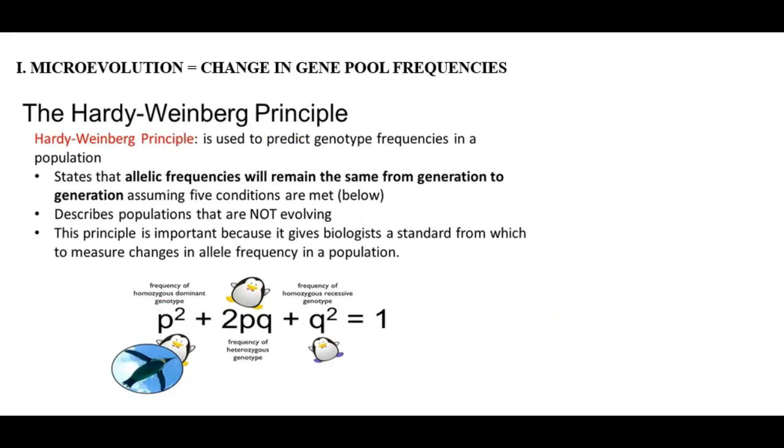We're going to start out with the micro. We're going to be looking at changes in gene pool frequencies, so we're going to be looking at allele frequencies. First we're going to try to figure out how we can keep allele frequencies the same from generation to generation. How can we keep the allele frequency stable, that means the same, without changing from one generation to another? That's what we're going to be learning about next.